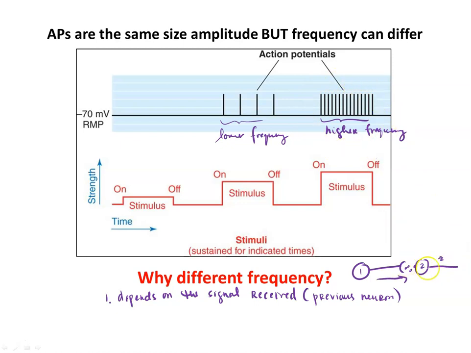So if I receive a lot of strong signaling, I'm going to have a higher frequency of action potentials, because those action potentials are going to keep firing, because I keep opening up those sodium voltage gated channels in the axon hillock, okay? So it depends on the signal received, and what we mean is how strong a signal is being sent from the previous neuron. That's how we get a difference of frequency.